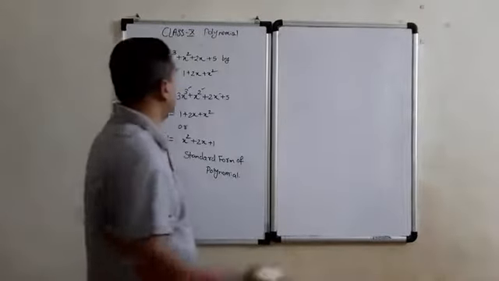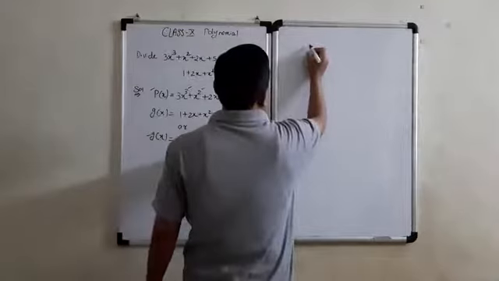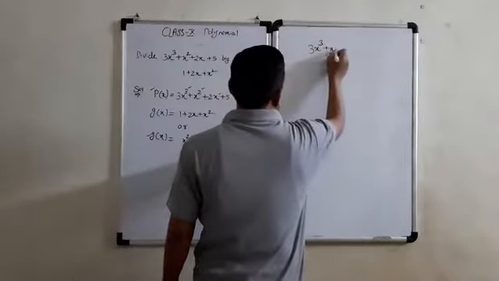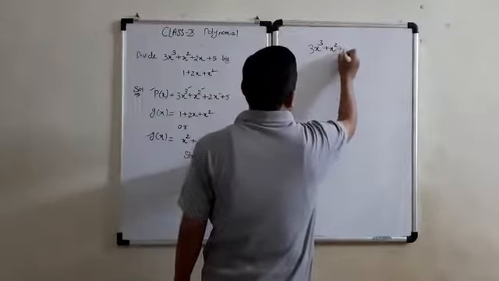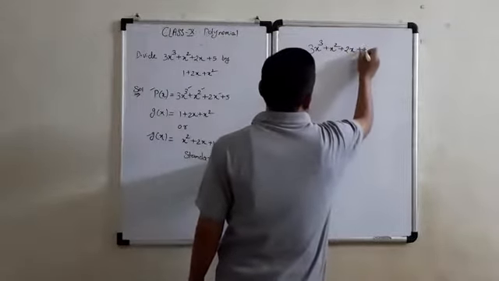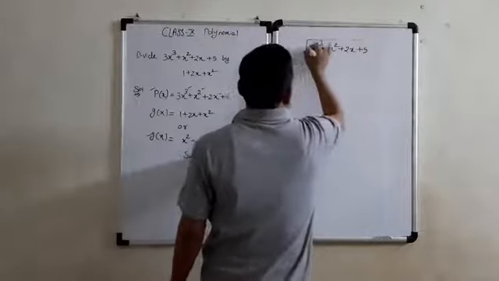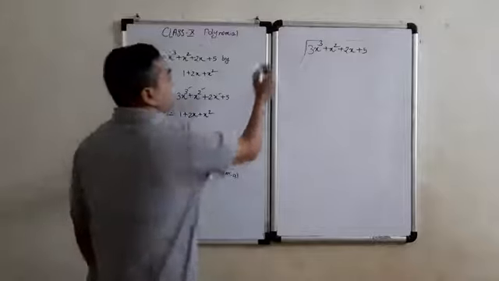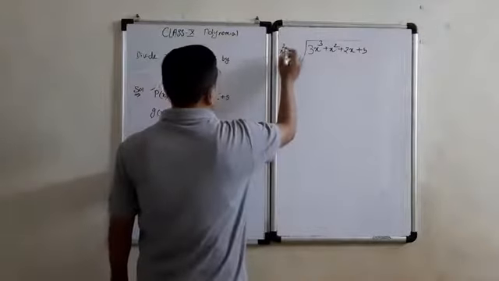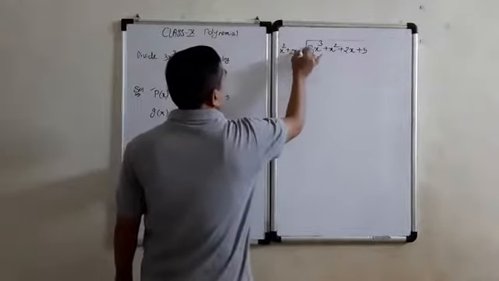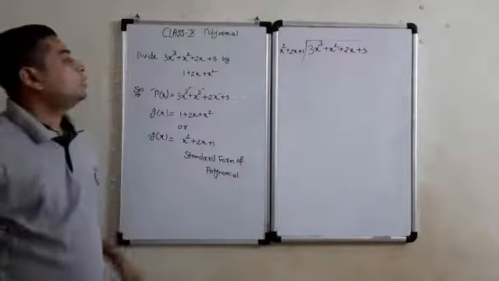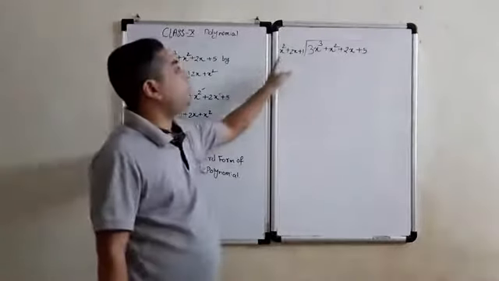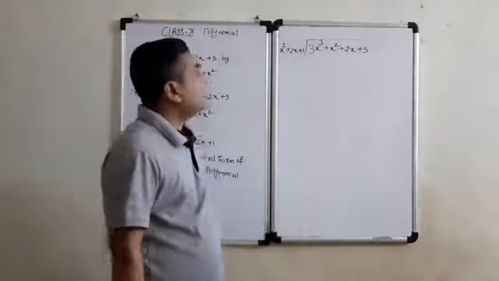So let us start the division. We have to divide 3x cube plus x square plus 2x plus 5. This is our dividend. And that we have to divide by x square plus 2x plus 1. So how will we get the first term of the quotient, meaning how many times it will divide? Okay, so how will we check?